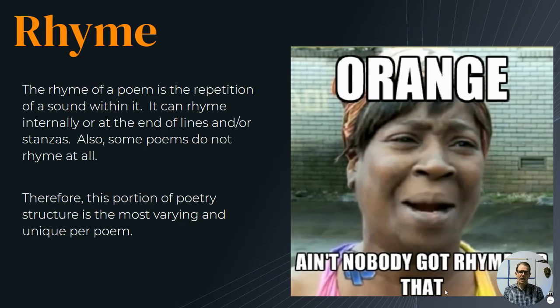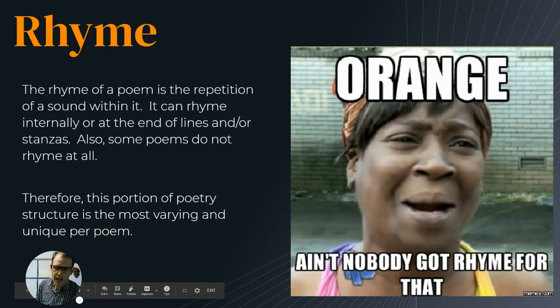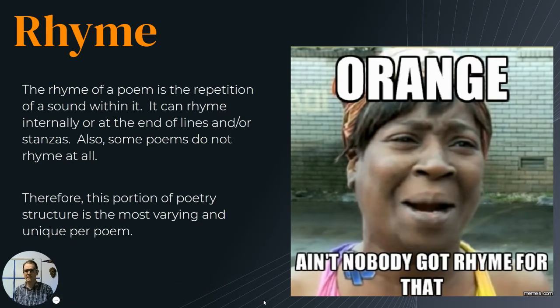Okay. Then we have rhyme. And rhyme is different from meter because rhyme is more of a sound device. The rhyme of a poem is the repetition of a sound within it. It can rhyme internally or at the end of lines and stanzas, and some poems don't have rhyme at all. Just remember that. This portion of poetry structure is the most varying and unique per poem. The poet gets to play with this however they prefer.